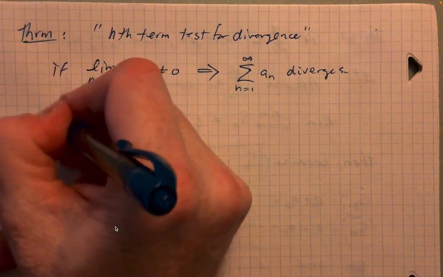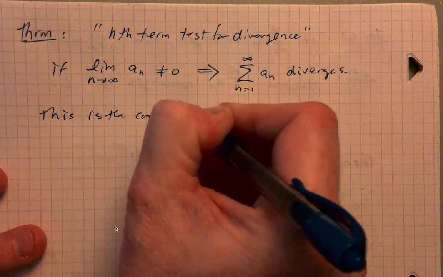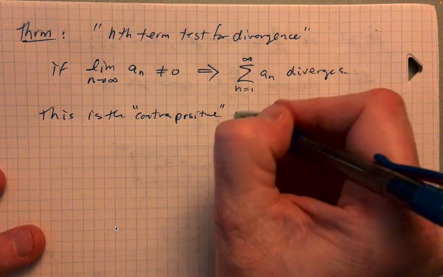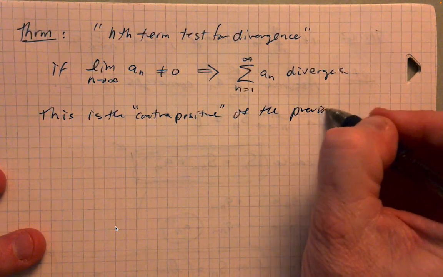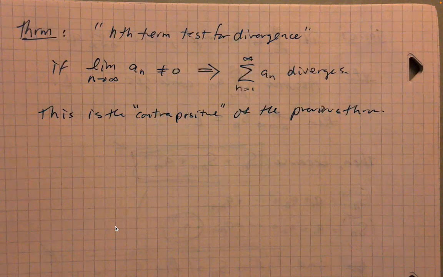So this is the contrapositive. Basically, you can think of it as the opposite statement. It's the contrapositive of the previous one. So if you are asked whether a particular series converges, and you're able to look at the terms of that series and say the sequence a of n does not equal 0 in the limit, then that implies divergence of the series.